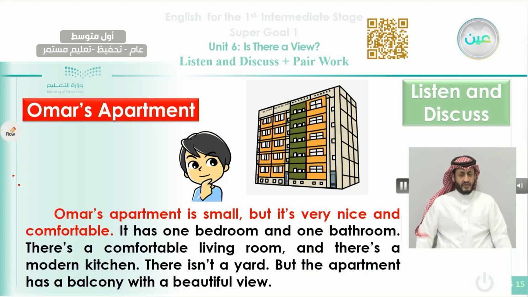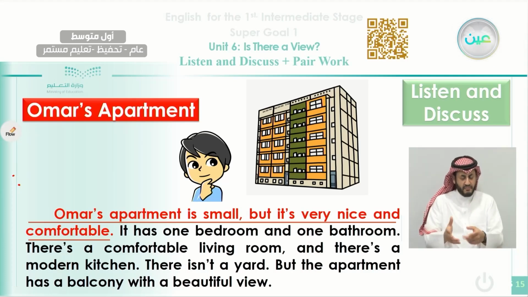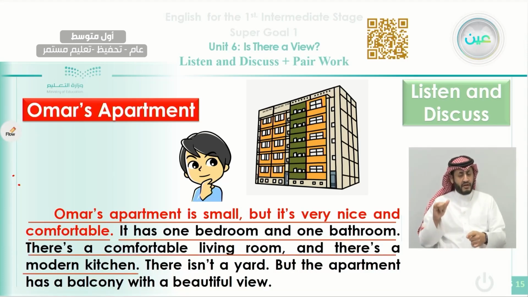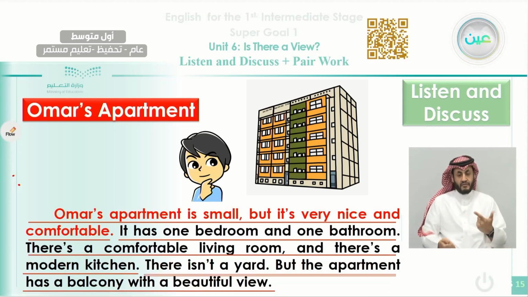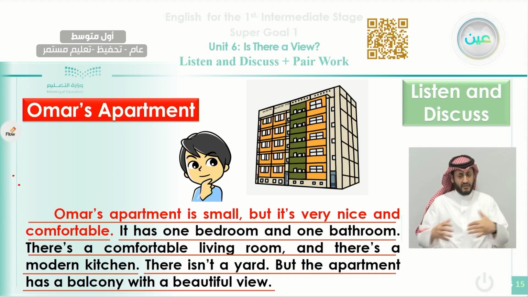Omar's apartment. Omar's apartment is small, but it's very nice and comfortable. It has 1 bedroom and 1 bathroom. There's a comfortable living room, and there's a modern kitchen. There isn't a yard, but the apartment has a balcony with a beautiful view.